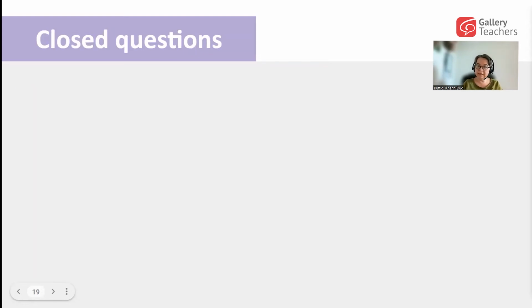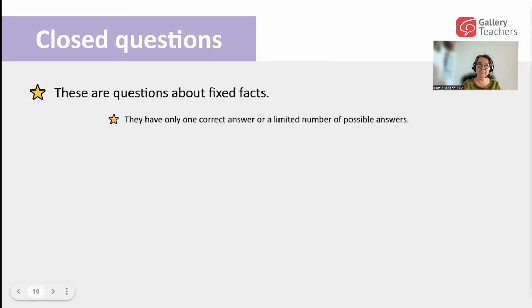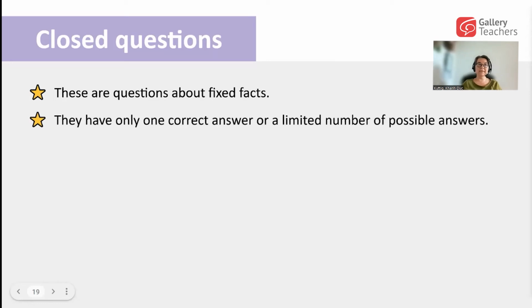Then you have the really closed questions, which are about fixed facts and have only one correct answer, or perhaps a limited number of possible answers. If you've done a reading, or if your learners had attended an event the day before, you could ask a question like, what time did the concert start? If it was a concert yesterday, it started at 8 o'clock, the fixed answer you would expect from your learner would be 8 o'clock.